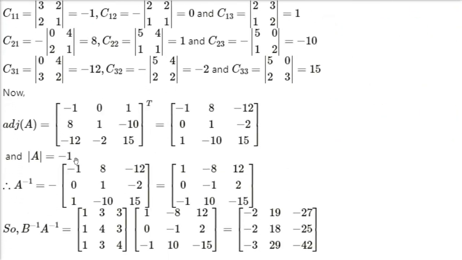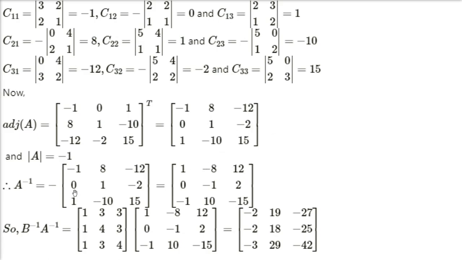Determinant of A, I am not doing it, but I am telling you it's going to be negative 1. And all the signs you are going to change, because division or multiplication by minus 1 means the sign needs to be changed. So all the signs will be changed. That is going to be your A inverse.